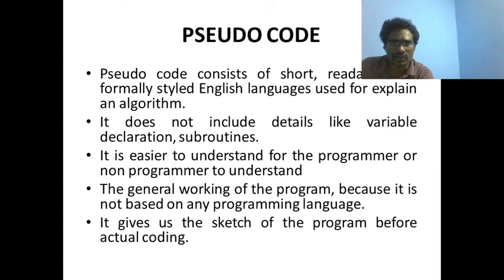And then pseudocode. Pseudocode consists of a short and readable format of a styled English language which is used to explain an algorithm. It doesn't include details like variable declarations and subroutines. It is easy to understand for a programmer who doesn't have an idea of programming. The general working of a program is explained with the help of pseudocode. It is just a sketch of a program before the actual code which you are going to write.